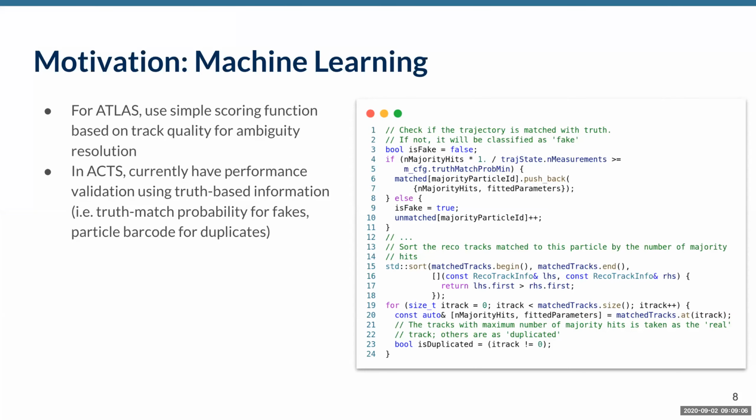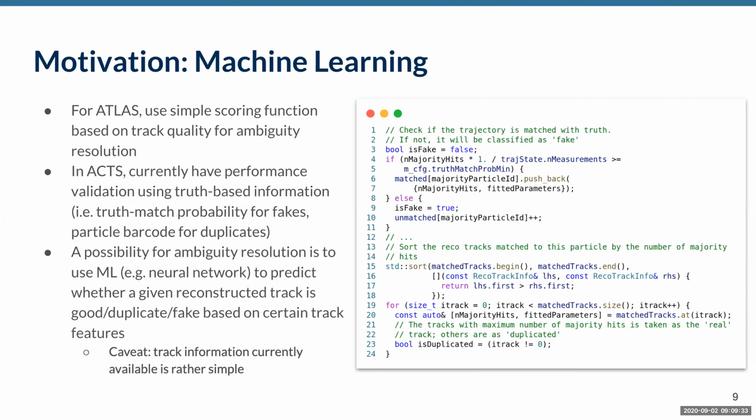In ACTS, what we currently have is a type of performance validation, which very loosely does a type of ambiguity resolution, in the sense that we have information about the true particles that we get from the simulation. We can use this truth information to label the tracks as being either a good or true track, a fake track, or a duplicate track.